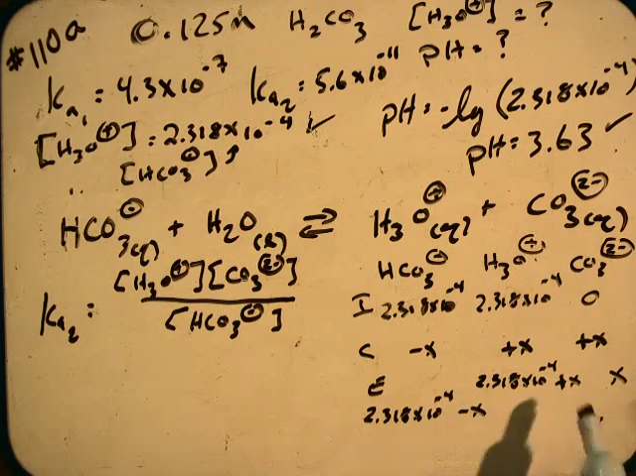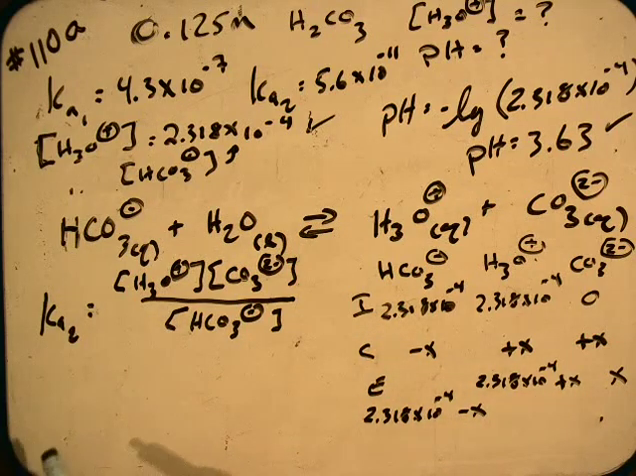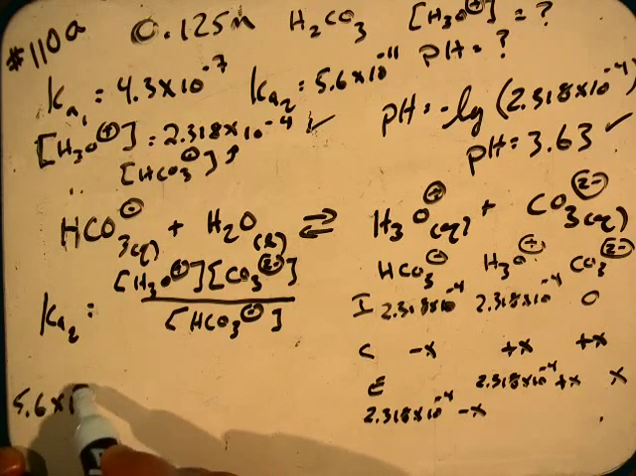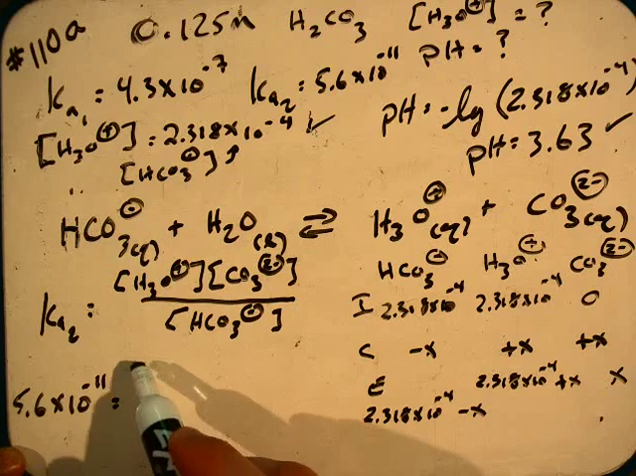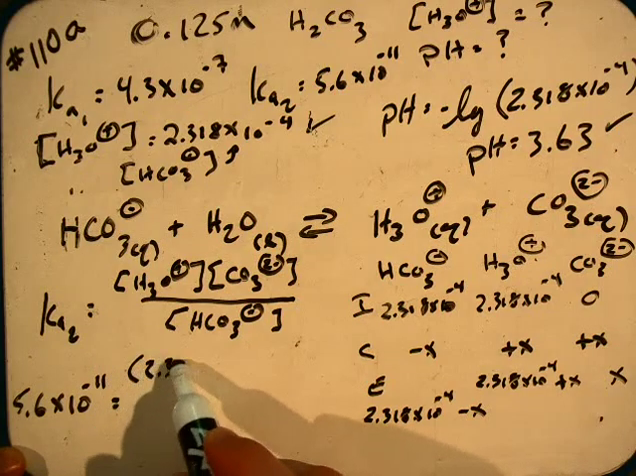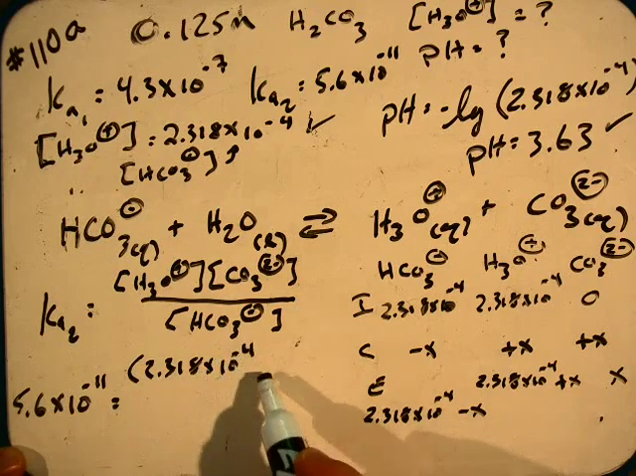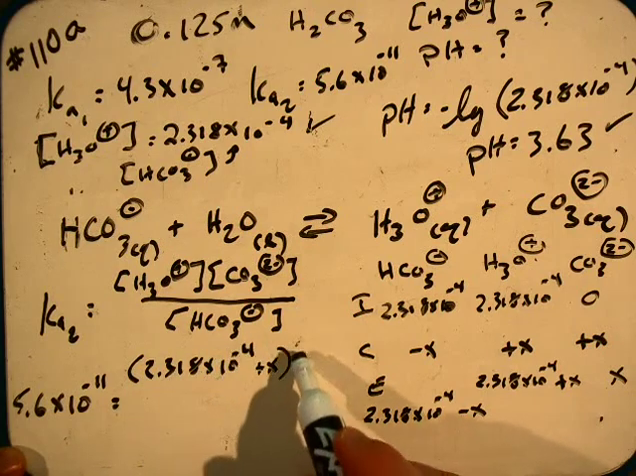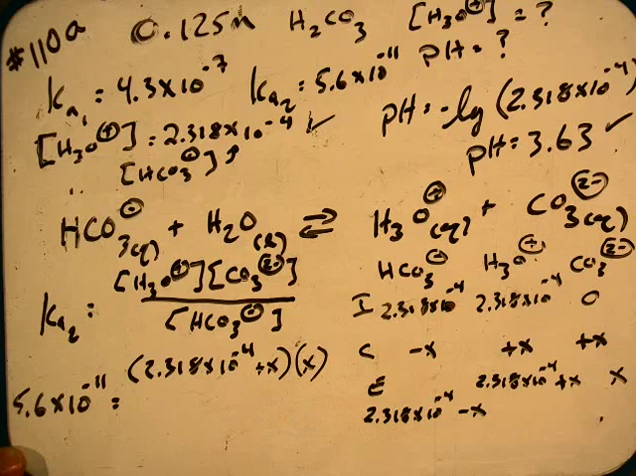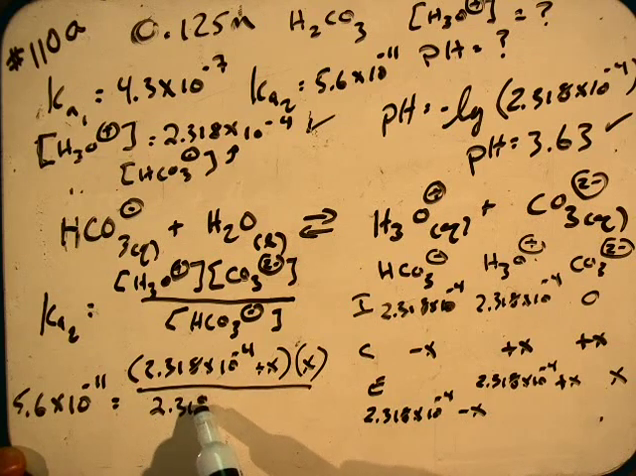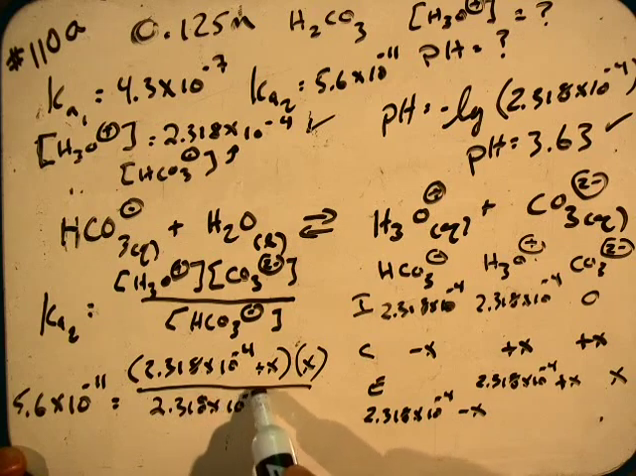So just like before, now we're going to plug these back into our Ka2, and that Ka2 is equal to 5.6 times 10 to the negative 11th, which would equal our 2.318 times 10 to the negative 4th plus x, times x, all over our 2.318 times 10 to the negative 4th minus x.